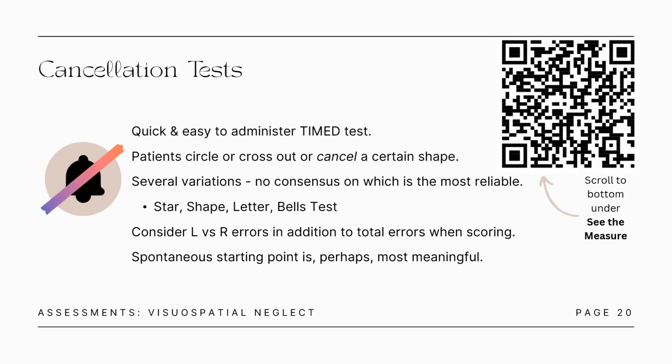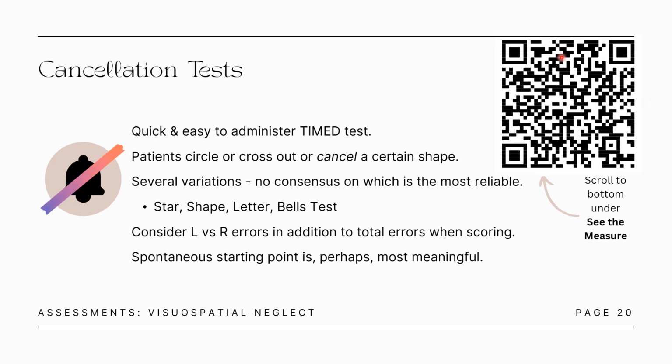The cancellation test is the most common paper and pencil test for visuospatial neglect. This is the paper test that uses stimuli with a high density presented in an unstructured or random array, interspersed with distractors, and the patient has to cross out or circle a specific target. Several variations of this test exist, and there really wasn't a clear consensus in the literature on which cancellation test is best. So this QR code will take you to the Bells test, and I'm highlighting the Bells test today because it's one of the well-researched tests that happens to be freely available.